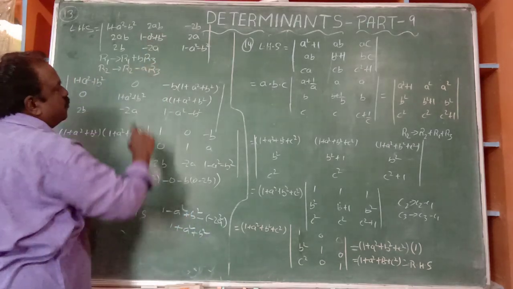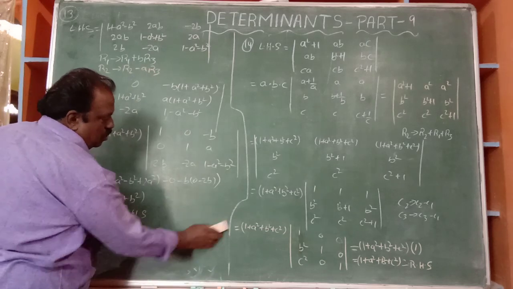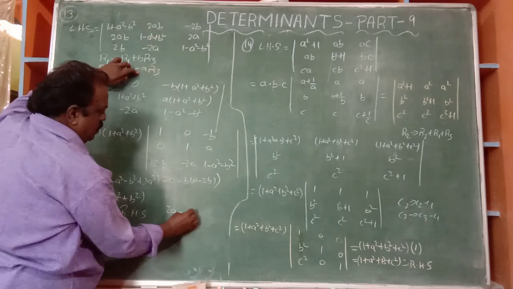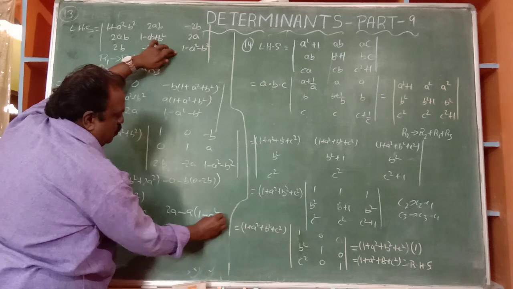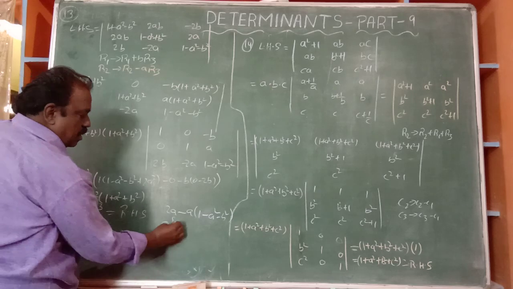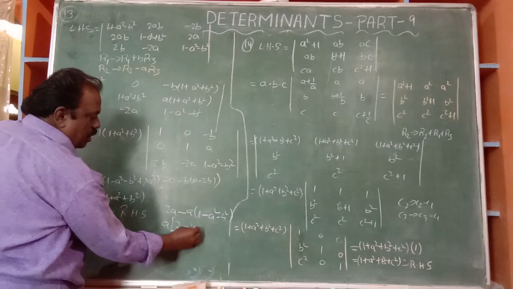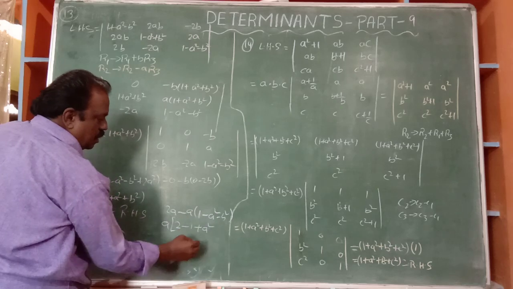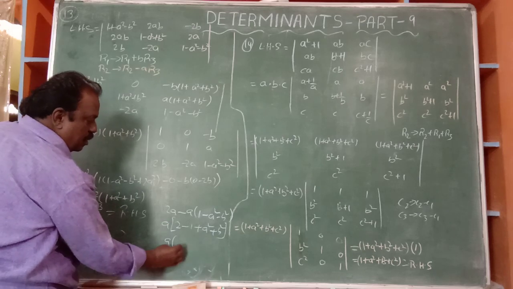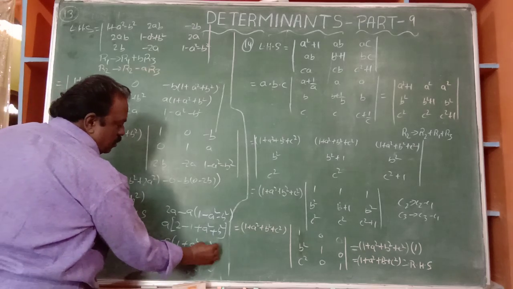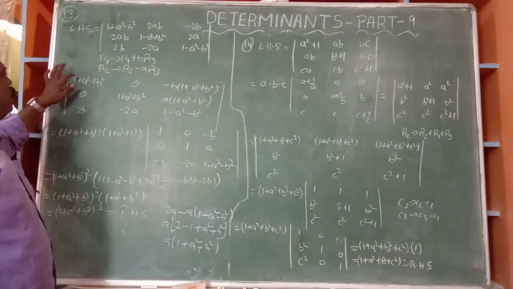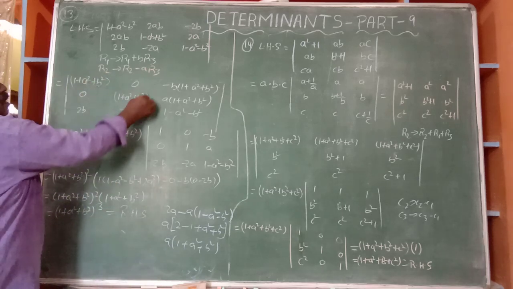So that is the thing. Next again here also observe me. Here 2a is there minus a of 1 minus a square minus b square. You take a as common. This is 2, minus 1, plus a square plus b square. Okay? 2 minus 1 is 1 plus a square plus b square is there. Like this. So row 1 and row 2 are completed.